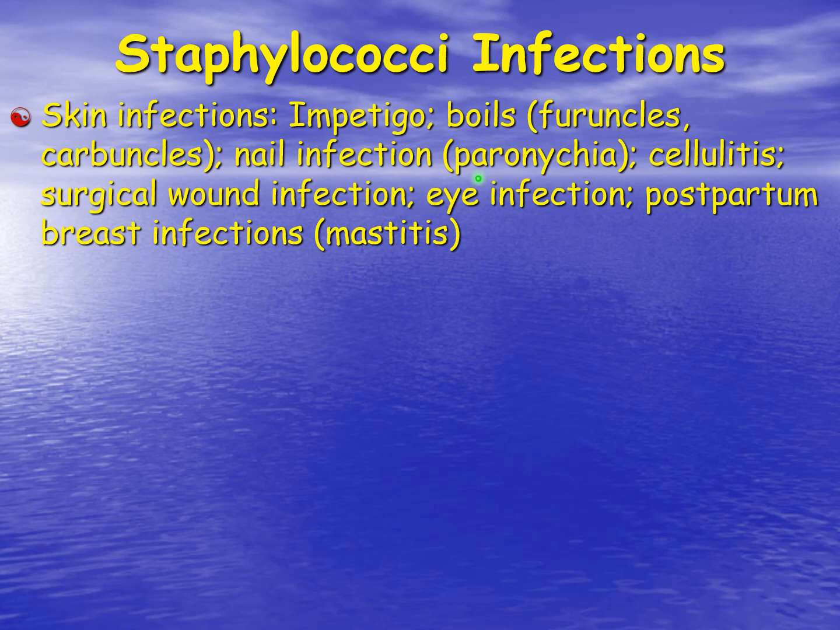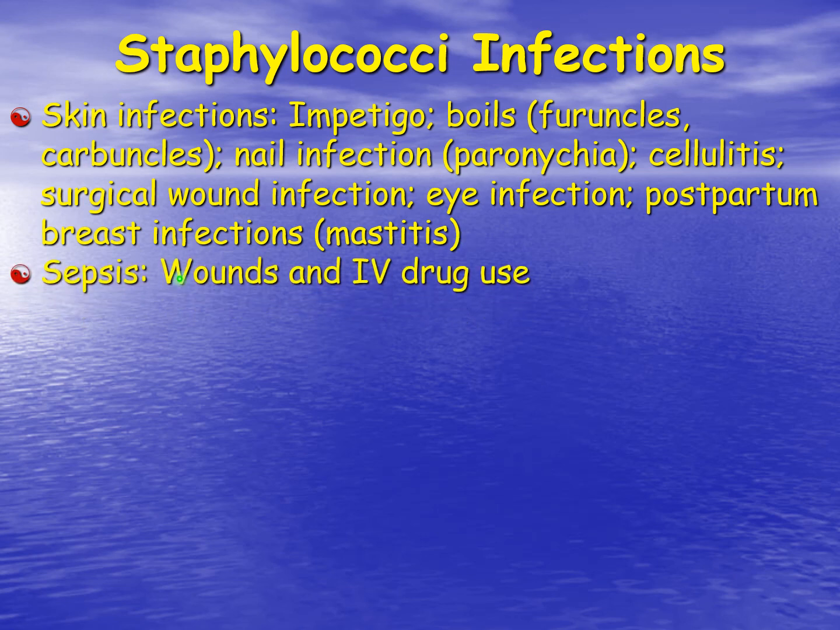Nail infections called perionychia. Cellulitis, where the Staphylococcus actually spreads through the subcutaneous regions and fascial planes between muscles. Staphylococcus is a common surgical wound infection problem, can cause eye infections and mastitis in females that are lactating or sometimes not even lactating. Can cause extreme sepsis throughout the body from wounds or IV drug use.